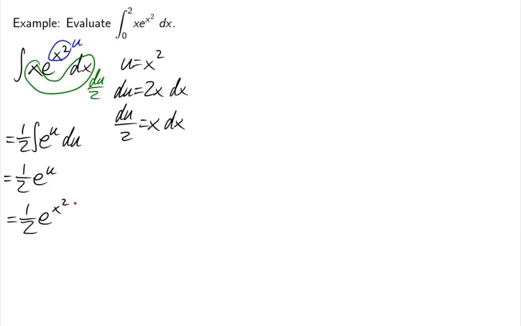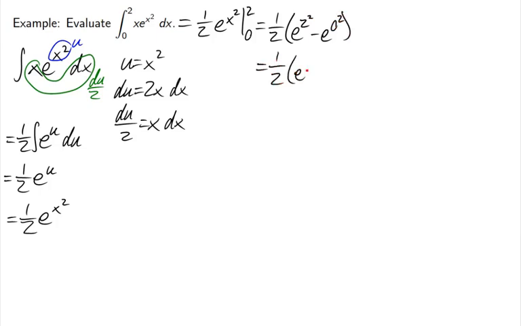Now let's jump back into the fundamental theorem of calculus. If I found the antiderivative to be 1/2 e to the x squared, that means I have 1/2 e to the x squared evaluated from 0 to 2. And then let's plug it in. I've got 1/2 times e to the 2 squared minus e to the 0 squared, which is 1/2 times e to the 4th minus 1.